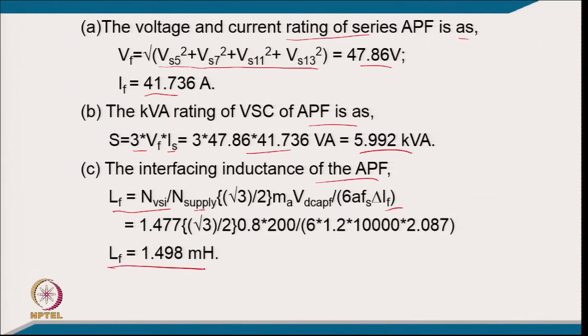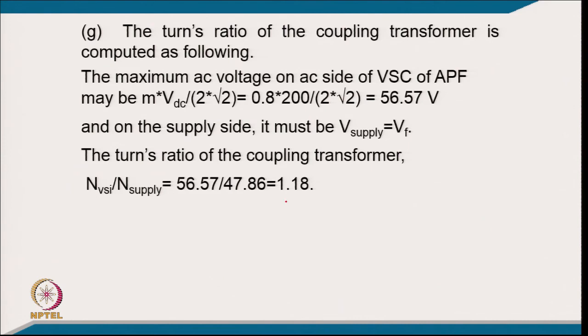So, we get the LF equal to 1.498 millihenry. The turns ratio of the coupling transformer is computed on the maximum AC voltage typically driven from the transformer from the inverter, this is 56.97, and the supply must inject Vf. So, the turns ratio comes from this generated voltage divided by the injected voltage, so it comes to 1.18.